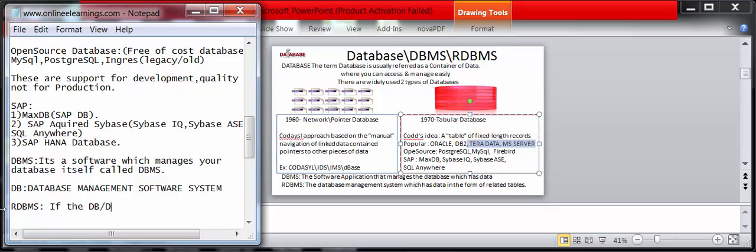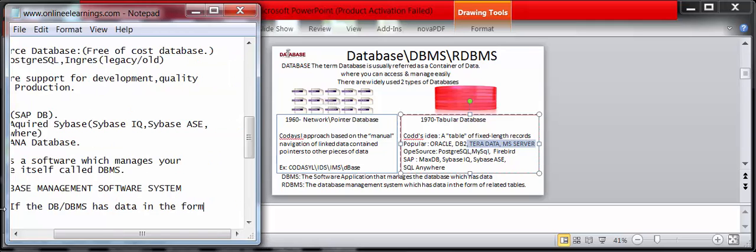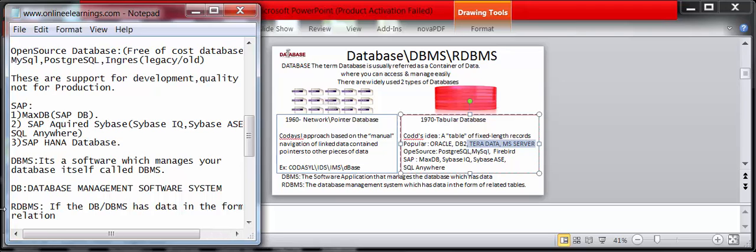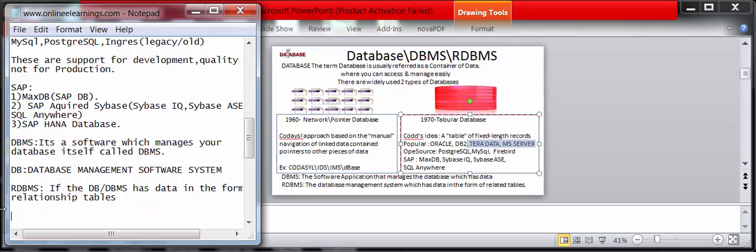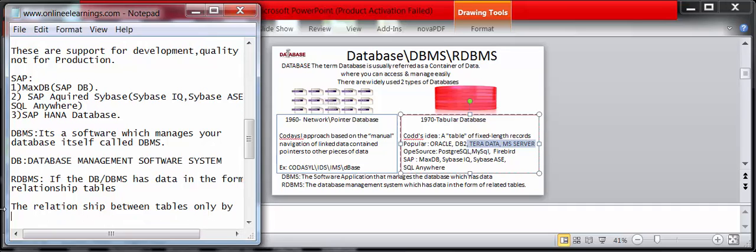In any database, whenever you want to define a relationship between two tables, the relationship can be made between the tables only by primary key and foreign key constraints. These are all rules. Constraints are nothing but rules and regulations. So relationship can be made between the tables only by primary key and foreign key constraints.